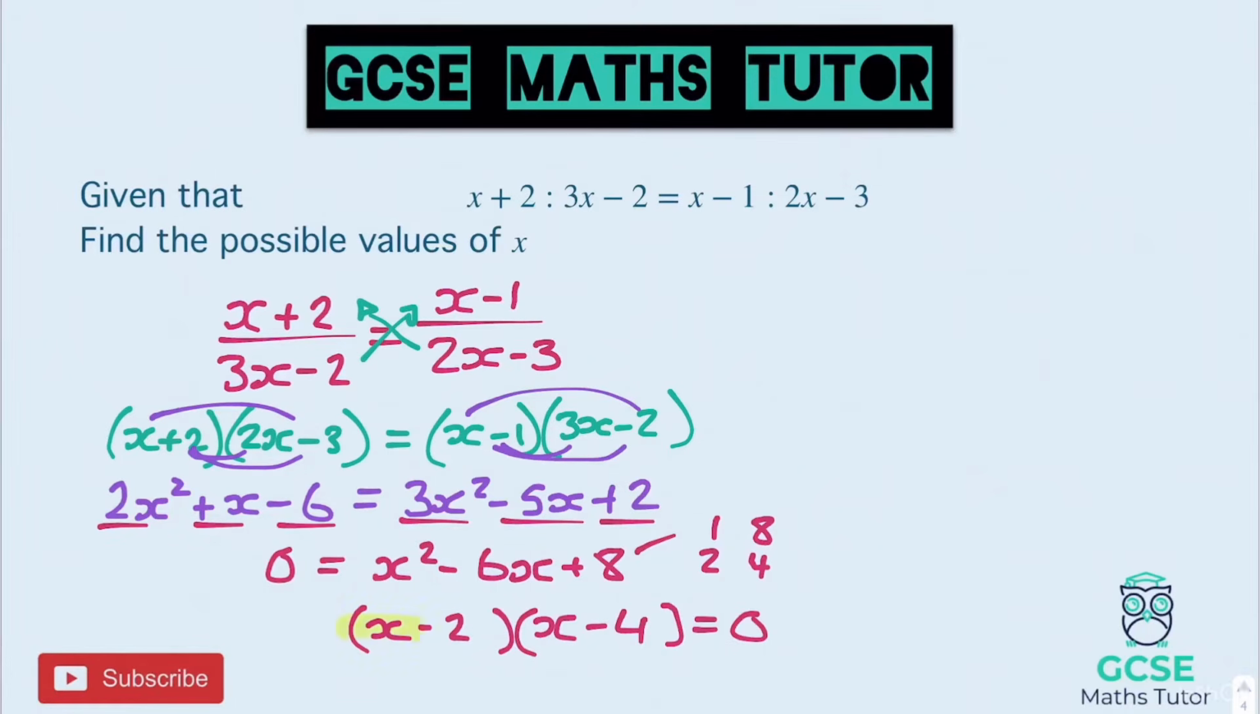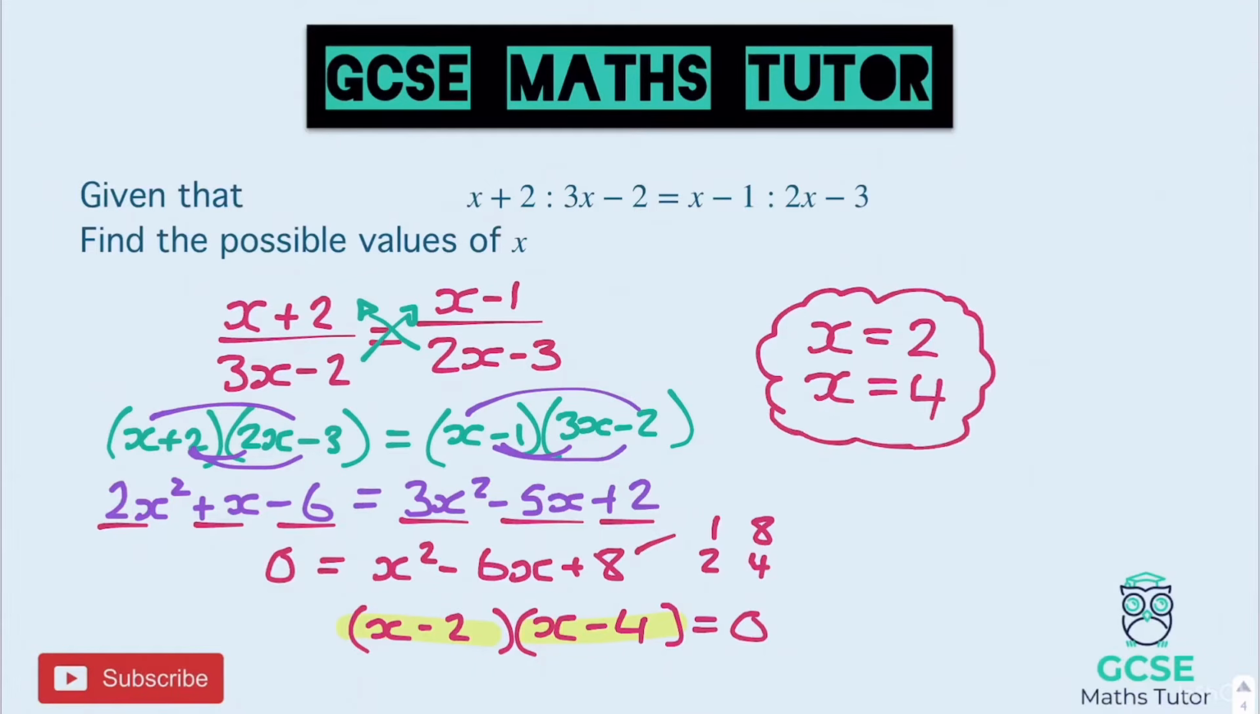So in our first bracket there, the x minus 2, we get x equals positive 2. And for our bracket on the right, we've got x minus 4 in the bracket. So for that, x equals positive 4. There we go, and there are our two possible values that x can have in this question, x equals 2 and x equals 4.